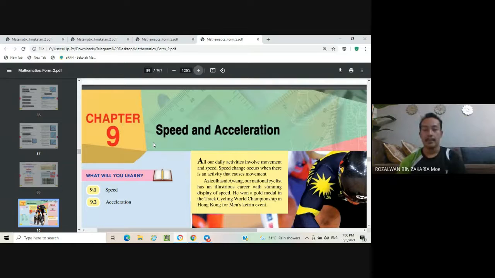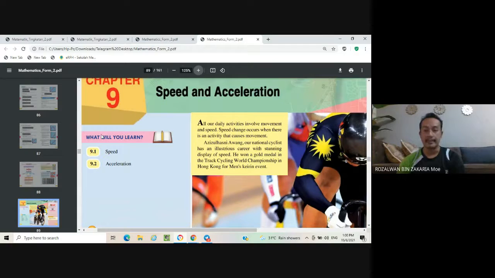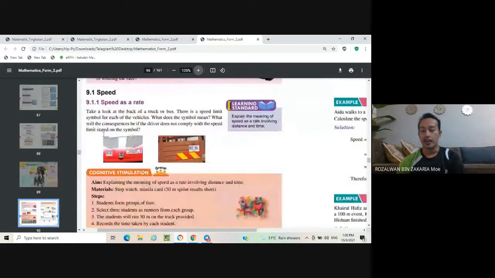For this chapter we will learn two subtopics. First one is 9.1 speed and 9.2 acceleration. So we go to the first subtopic, 9.1 speed.